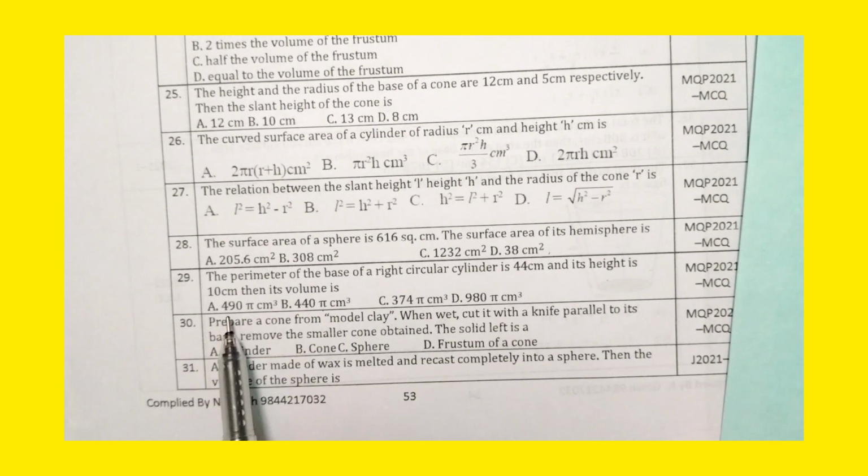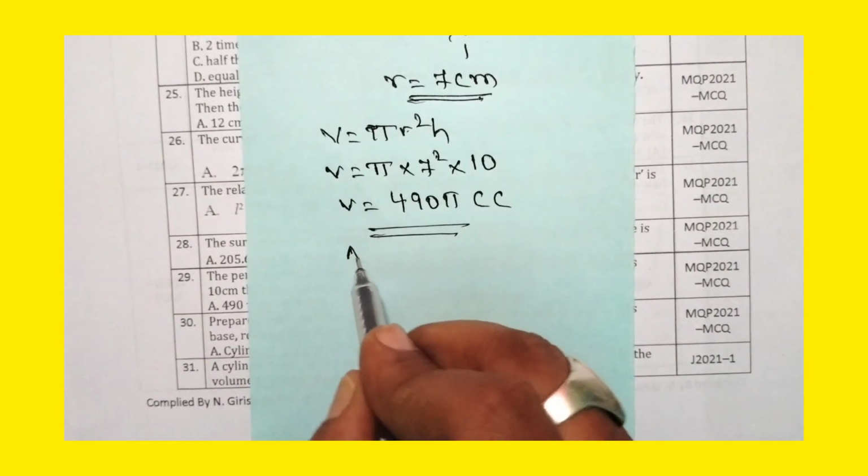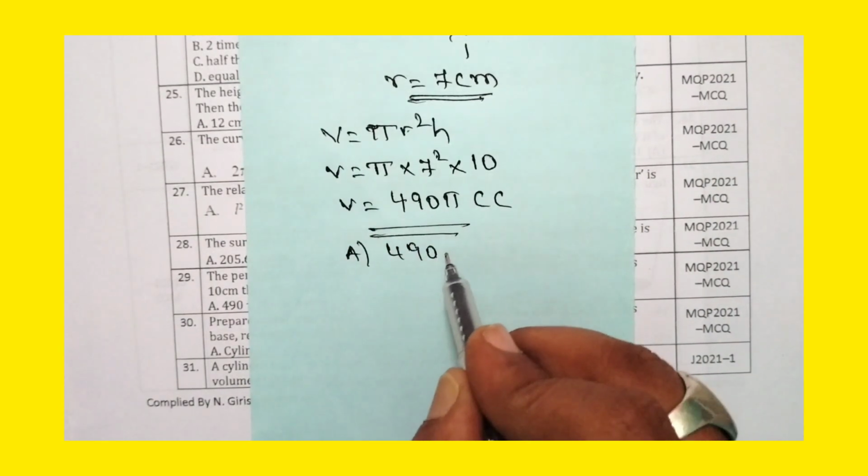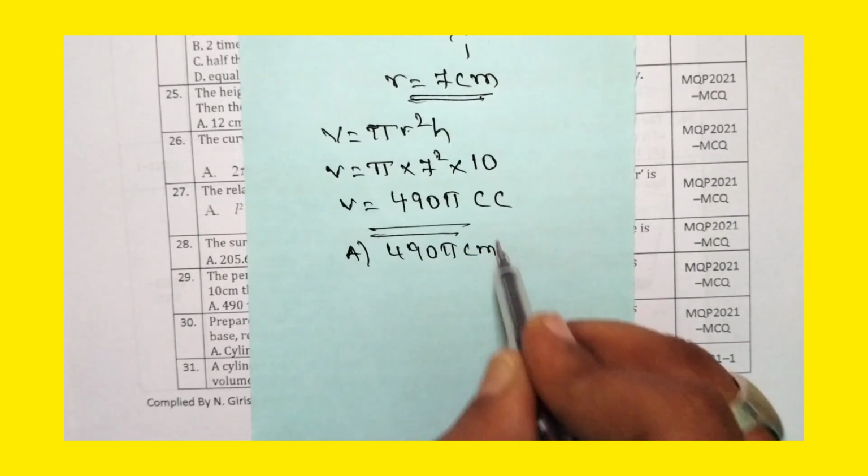Then 490 pi cc is there, look, option A. So option A is the right answer. So option A, 490 pi centimeter cube.